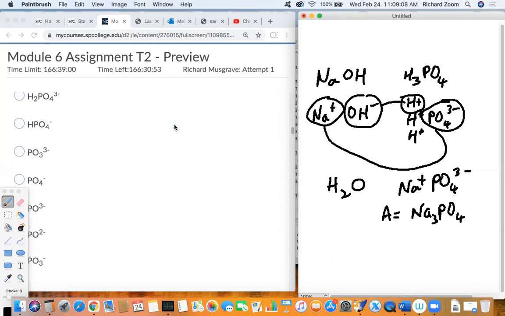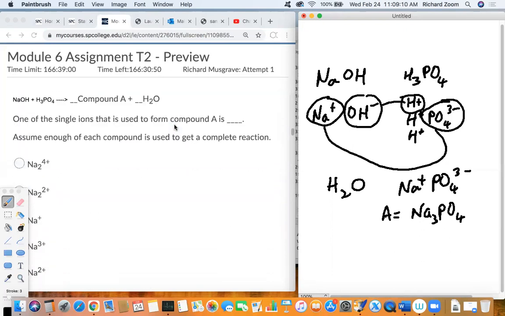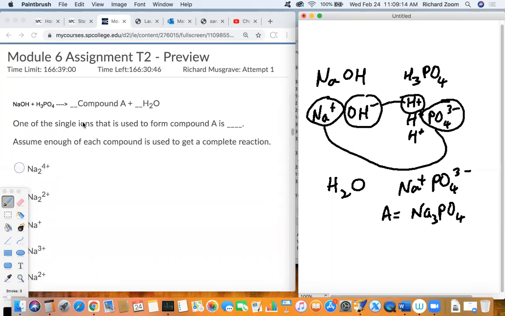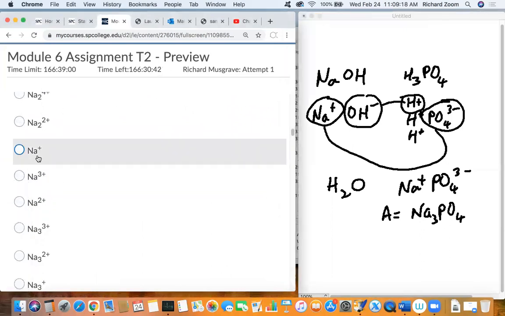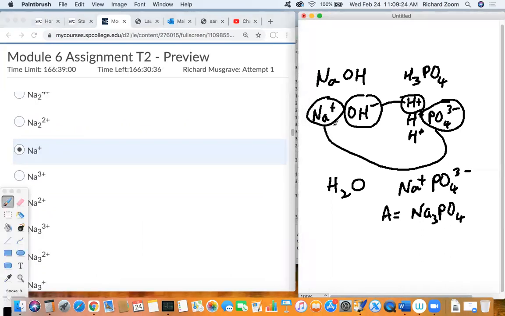So single elements is what's important there. For this one, this is the same reaction. The single element they're looking for is Na+. And that's a single element right there. Any questions?